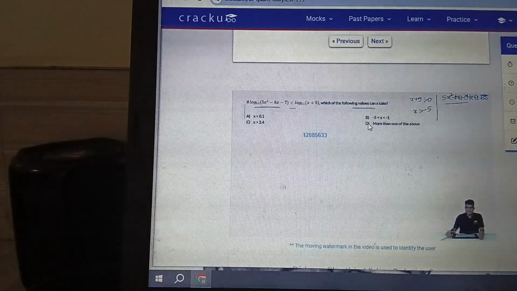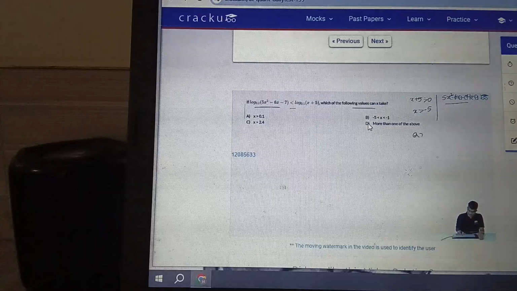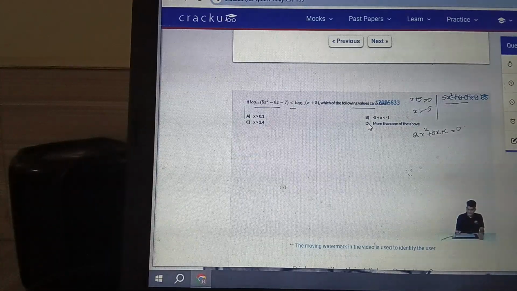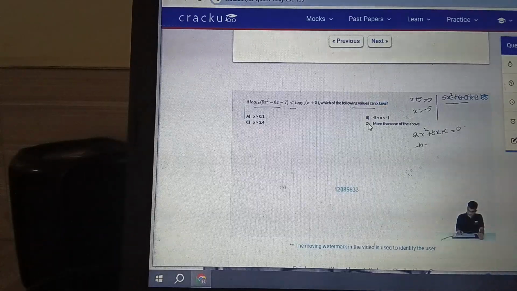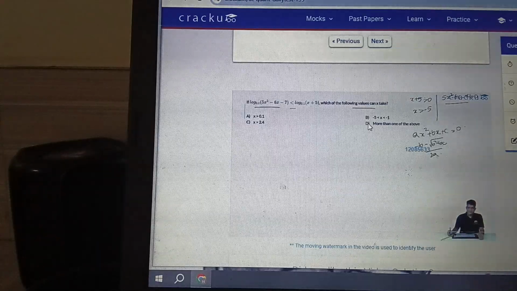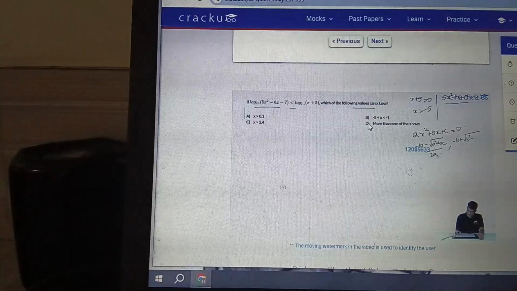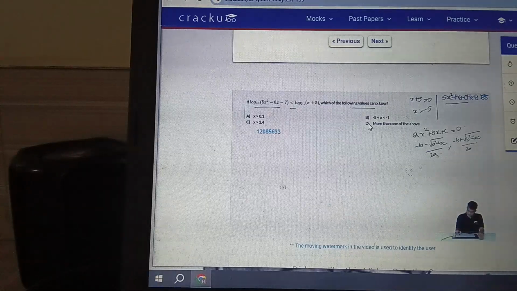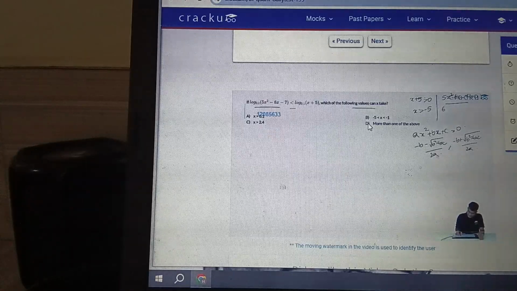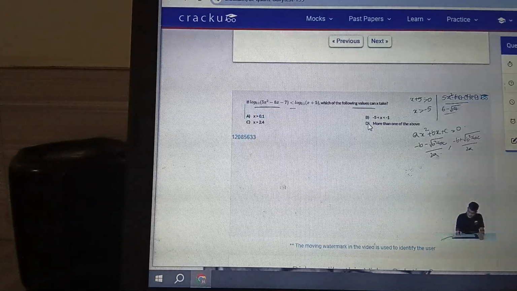If you calculate the roots using the formula for a quadratic equation, for any quadratic equation of the form ax square plus bx plus c equal to 0, the roots are minus b minus square root of b square minus 4ac divided by 2a, and minus b plus square root of b square minus 4ac divided by 2a. In this particular case, the roots will be equal to 6 minus square root of 176 divided by 10.